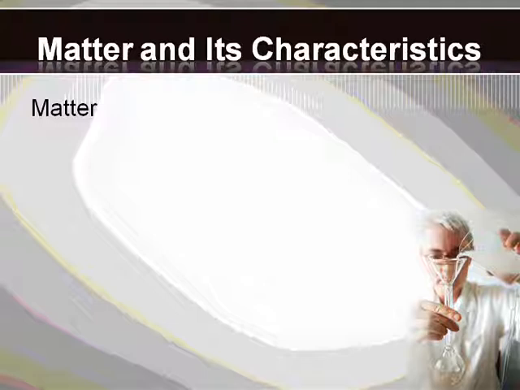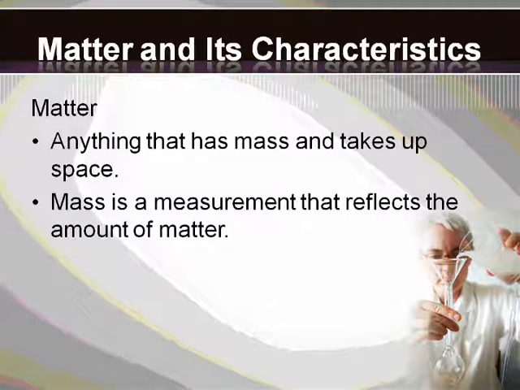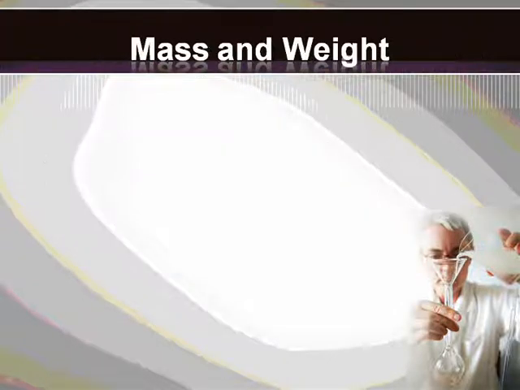Now, matter, you should remember this from physical science, but it's anything that has mass and takes up space. Your desk, you, a person, is matter. Pencil, pen, food, air, anything like that that has mass and takes up space is matter. And mass is how we measure how much matter we have. So when I have the mass of something, that tells me how much matter I have, not how much it weighs. That's different. We're going to talk about that. But mass is how much matter we have.